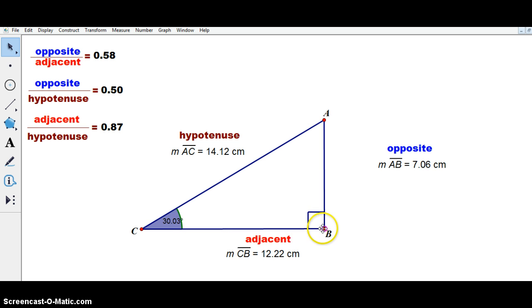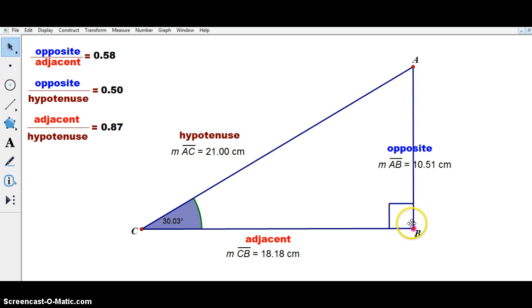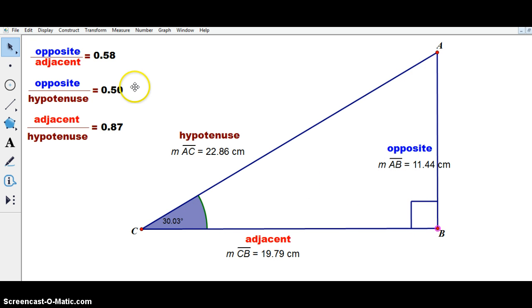If I pull it back out, the angle is still 30 degrees. The only thing that's changing is the lengths of these sides. And continue to pull out, make the triangle much bigger. The ratios stay the same.